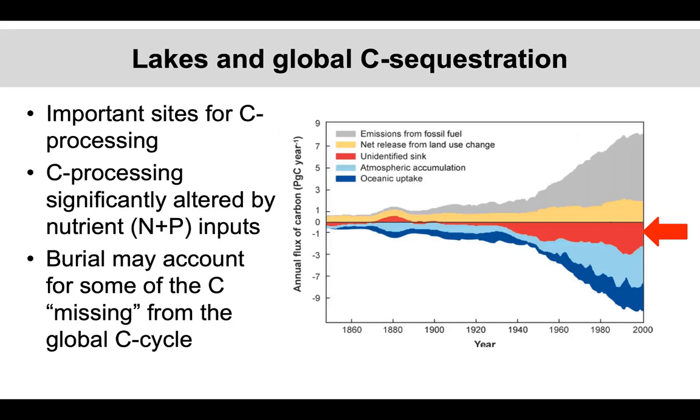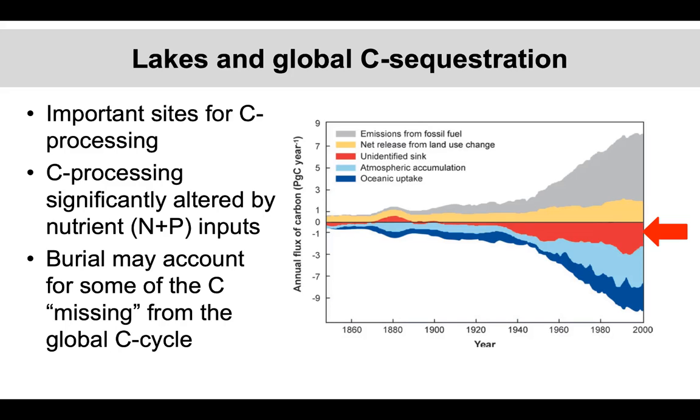And so some take-home messages here. If you hadn't got the memo yet, lakes are indeed important sites for carbon processing. Ignore them at your peril. And carbon processing in these systems is significantly altered by nutrient inputs, specifically nitrogen and phosphorus, but also it's been shown silica and sulfur.